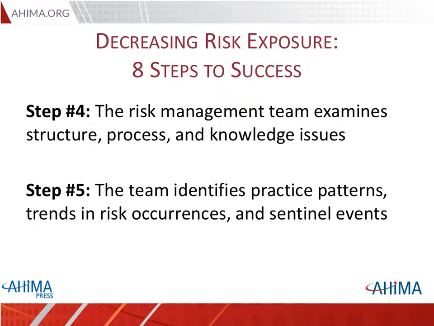In step 4, the risk management team examines structure, process, and knowledge issues by using data collected and reported by organization-wide and team-based performance improvement activities and determines corrective action and strategies to reduce risk. In step 5, the team identifies practice patterns, trends and risk occurrences, and sentinel events through the use of aggregate data summarized from the occurrence reports. Identify trends and risk occurrences within the organization.